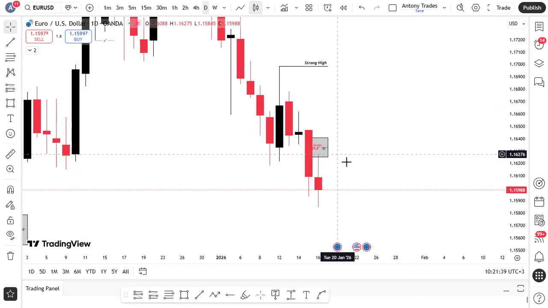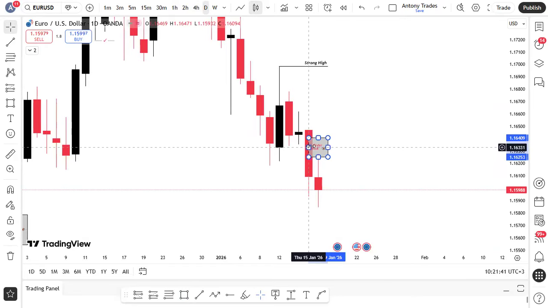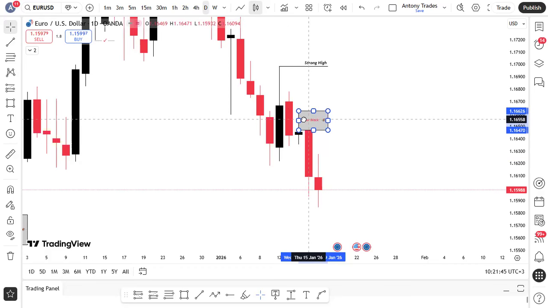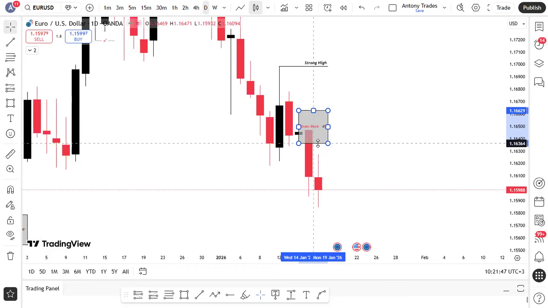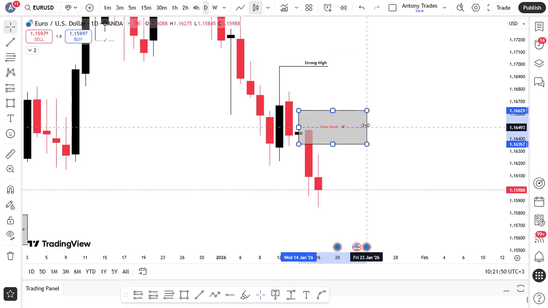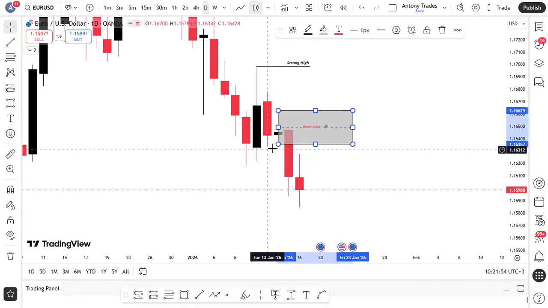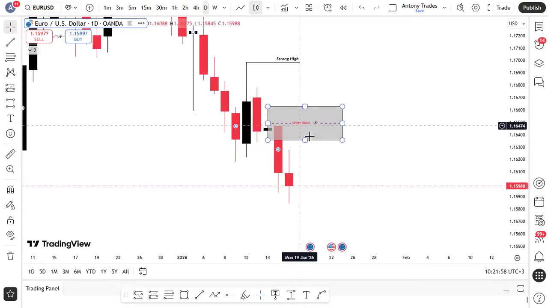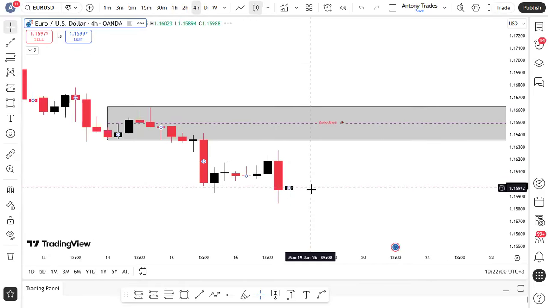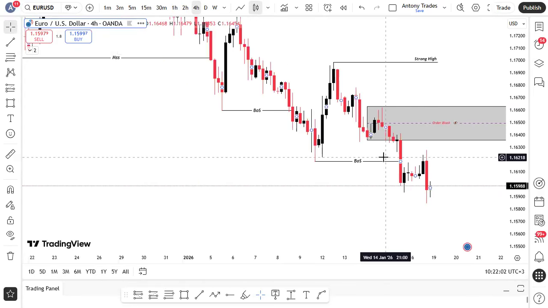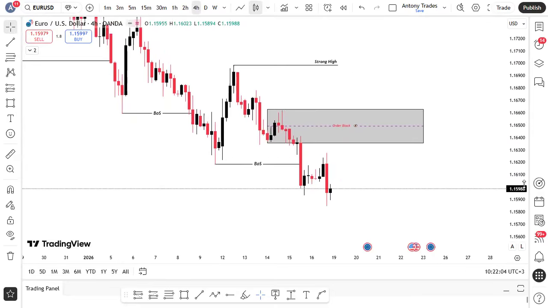Very nice, guys. On the daily time frame, we have this order block, and that is my point of interest. On the daily time frame, we have this nice order block, and we have a fair value gap below it. So that is my point of interest, where I'll be anticipating the market to come and react from.